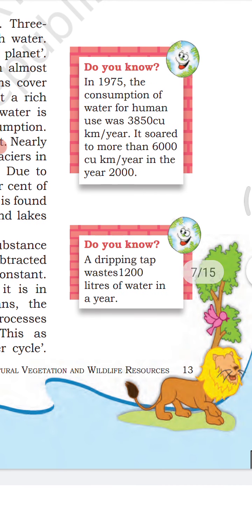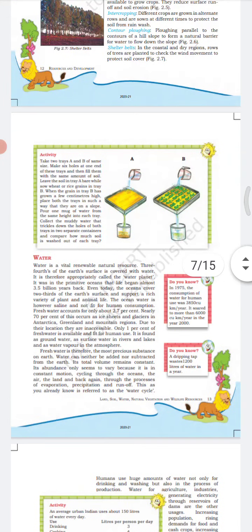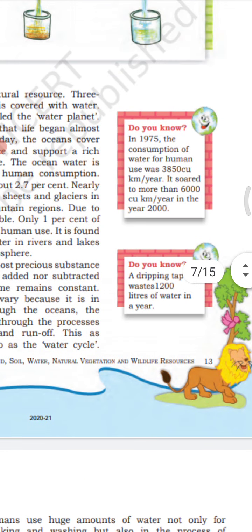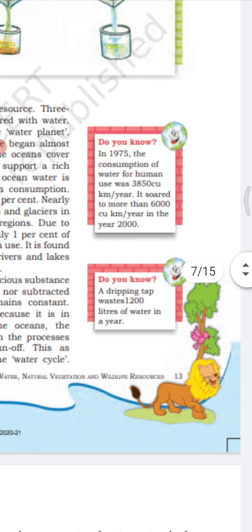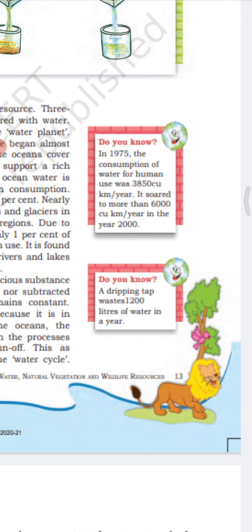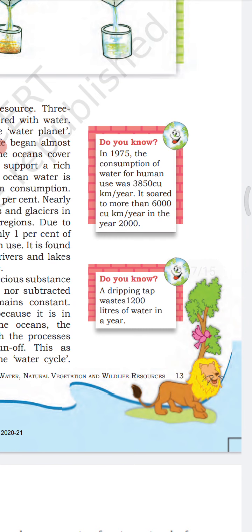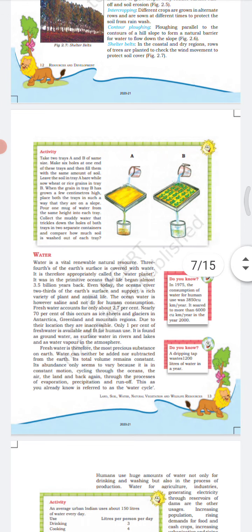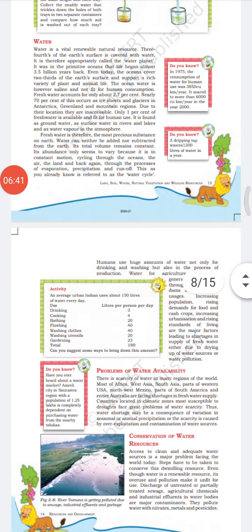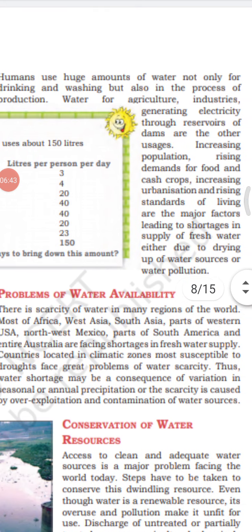Then, a dripping tap wastes 1200 liter of water in a year. See, it seems a very petty thing that the water is dripping from a tap, one drop at a time. But if we add one drop each for 1 year, then it will become 1200 liter. See, such a big amount. So you have to note down these points because you can have to answer these in the form of question answers in your exams.